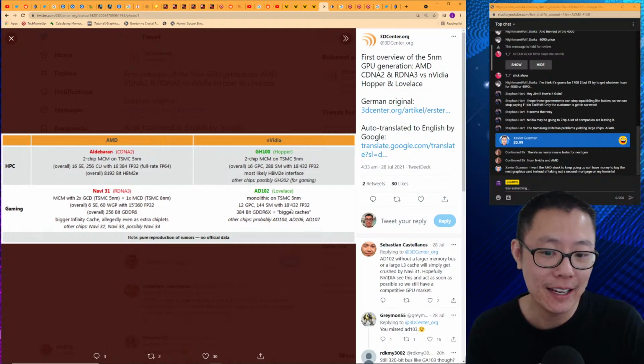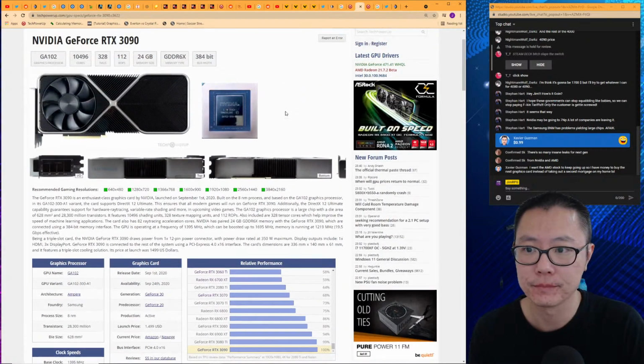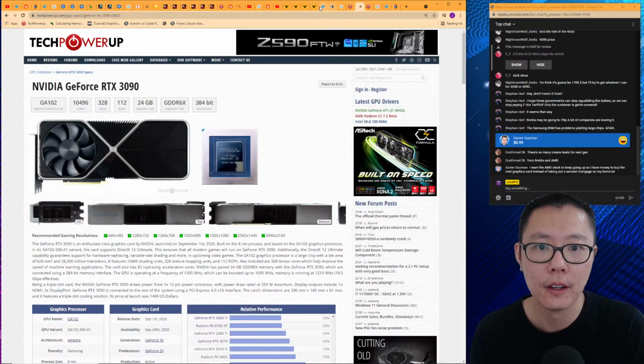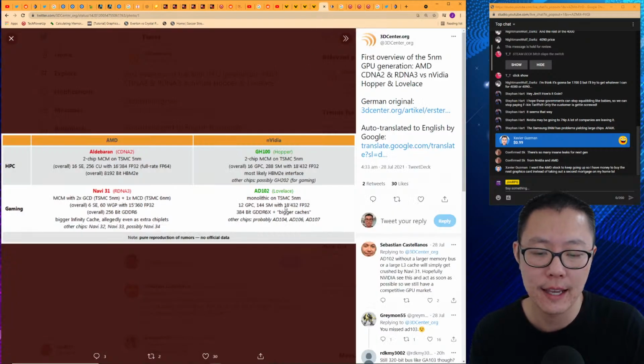Okay, but anyway, 18,432 floating point 32 units. Now that's about 2x of the 3090. So if you look here, this has 10,496 cores. This has 18,432 cores.